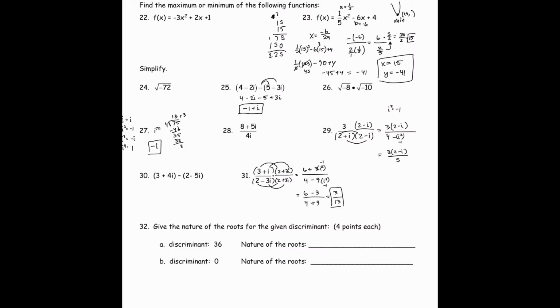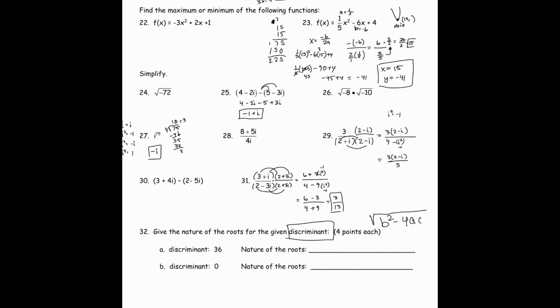32. Let's do 32. 32 is important. Okay, give the nature of the roots for the given discriminant. Remember, the discriminant, that is the part that is inside the square root of the quadratic formula. Specifically, the part inside the square root. So remember, discriminant, part inside the square root only. So if the discriminant is positive, you have two roots. If the discriminant is equal to zero, you have one root. And if the discriminant is less than zero, you have two imaginary roots.